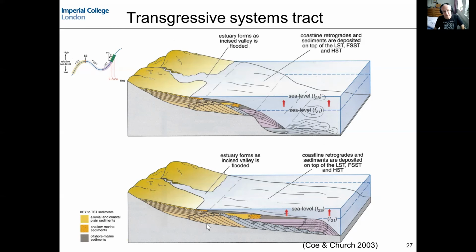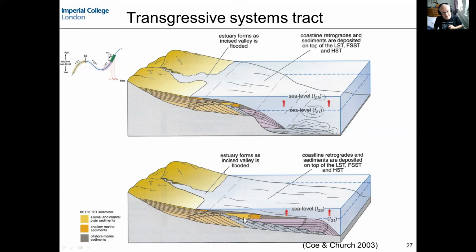We see something similar in a basin with a ramp margin. So again, we've abandoned these shallow marine and coastal plain deposits near the center of the basin, and basically the shoreline is stepping a long way back towards the basin margin. We're also flooding and drowning incised valleys on the shelf here.